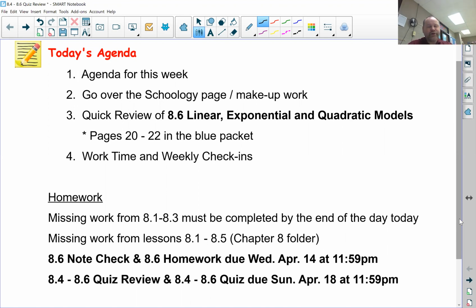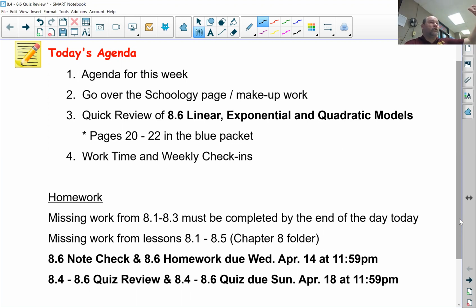Now, that's not saying put it off till the end of the weekend. Get it done as soon as you can. Always a good thing. All of the 8.4 through 8.6 work needs to be completed by April 28th. After that, I'm going to shut down all of chapter 8. So just make sure you have that all done.